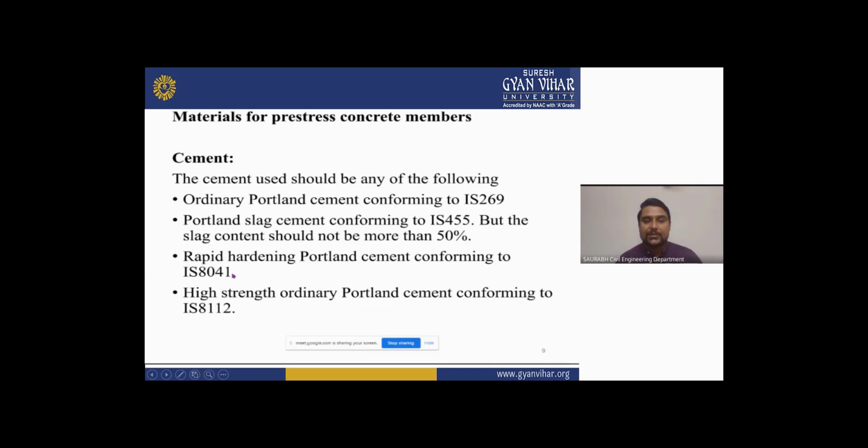Now we will see what kind of material we use for pre-stressed concrete. First, we are using cement. The cement used should be any of the following. You can use ordinary Portland cement conforming to IS 269. You can also use Portland slag cement conforming to IS 455, but the slag content should be not more than 50%. You can also use rapid hardening Portland cement conforming to IS 8041. And one more cement is high strength ordinary Portland cement conforming to IS 8112.